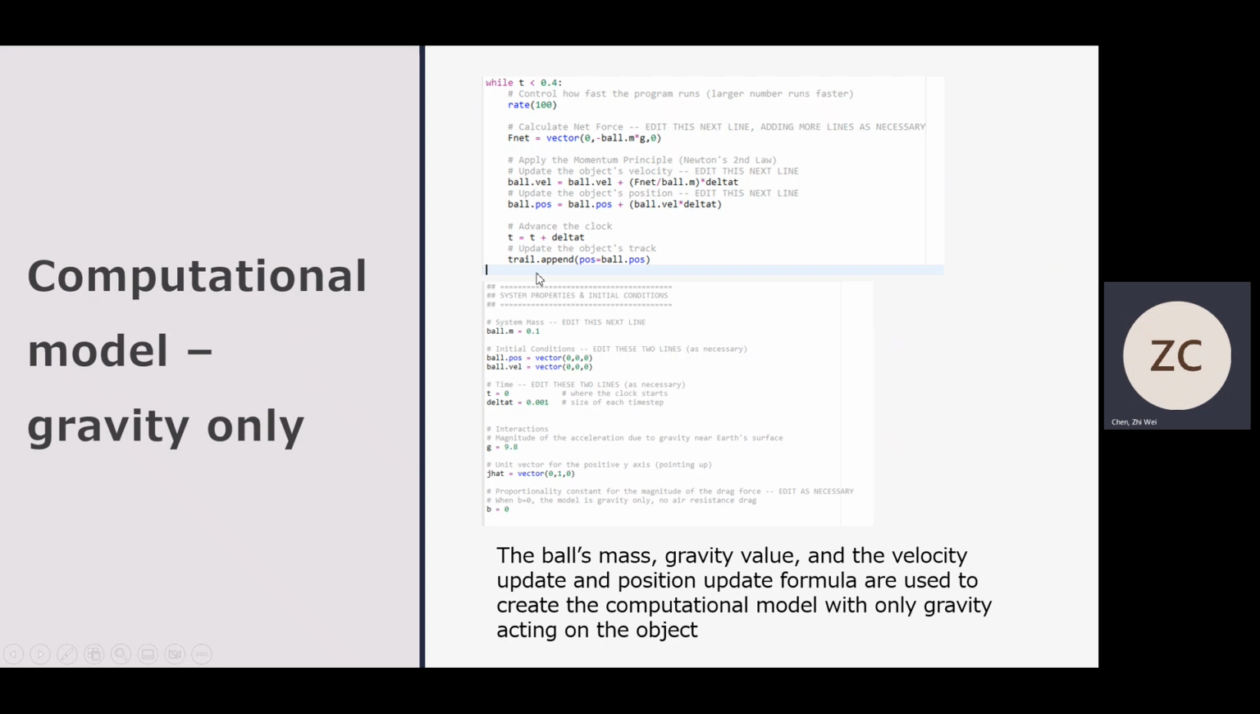For the computational model, there are two parts. The first part is gravity only, and you can see here that the ball's mass, gravity, and the velocity update and position update formula are all used in the Glow script to create the computational model and the graph accordingly.